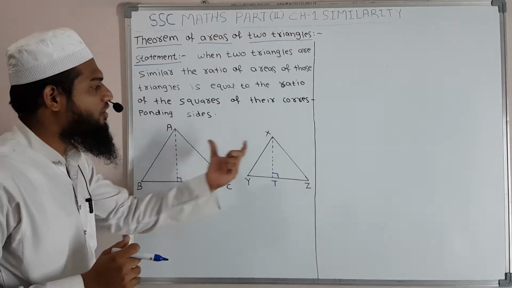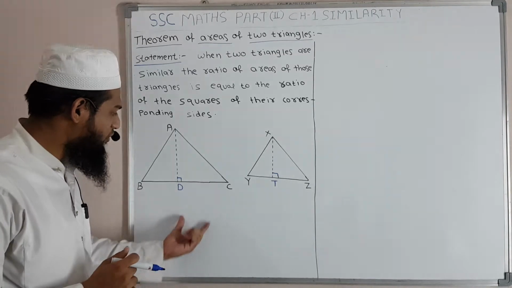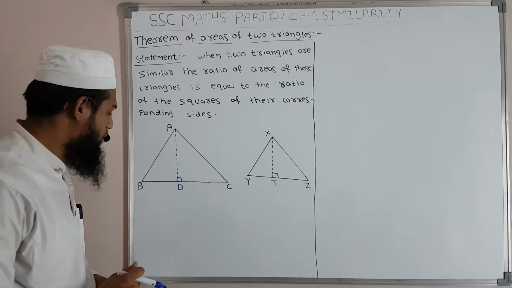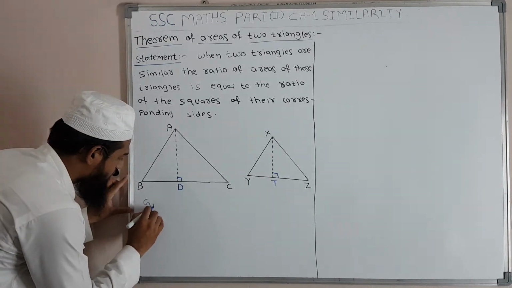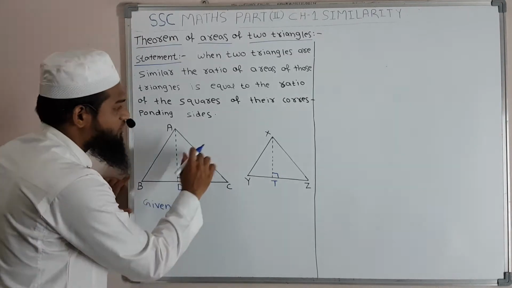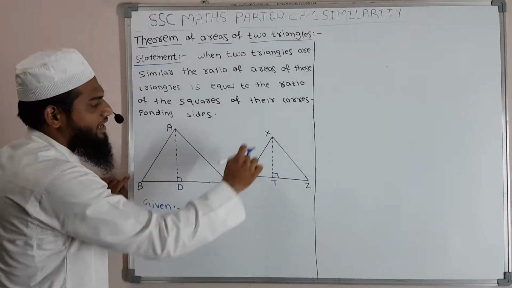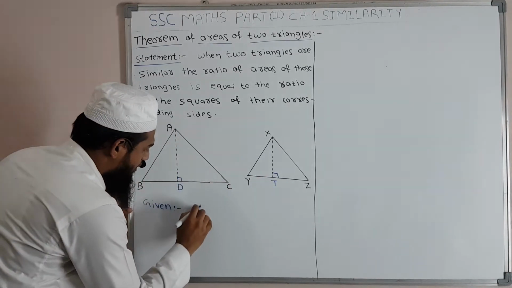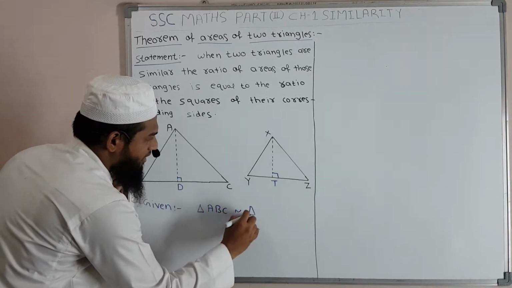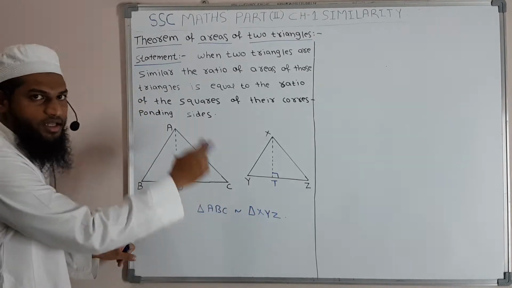So these are all the corresponding sides, and what we have to prove and what we are given here. In the proof of this theorem, first we are writing here Given. What is given here? There are two triangles and both are similar ones. So I am taking ABC and XYZ. So I can write here triangle ABC is similar to triangle XYZ. This is given in this question.